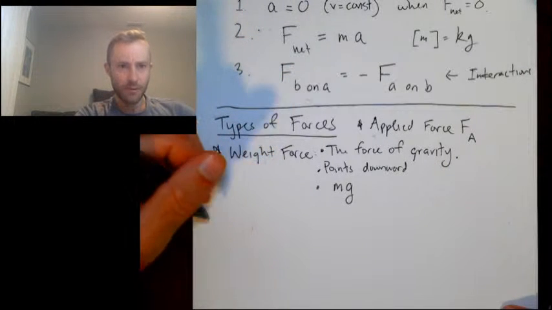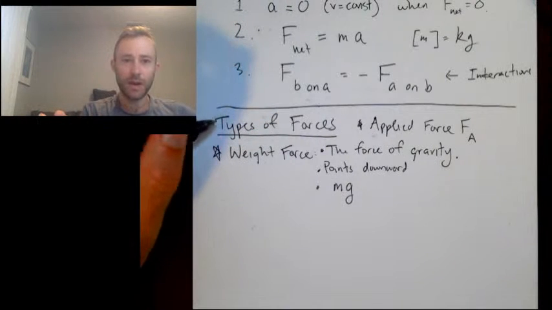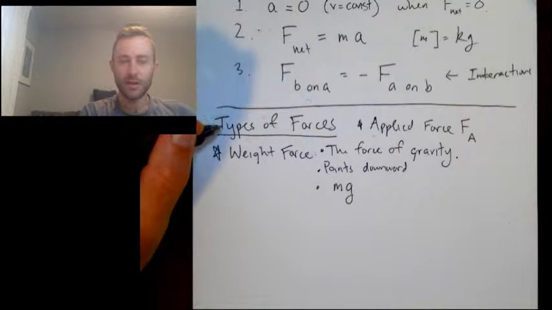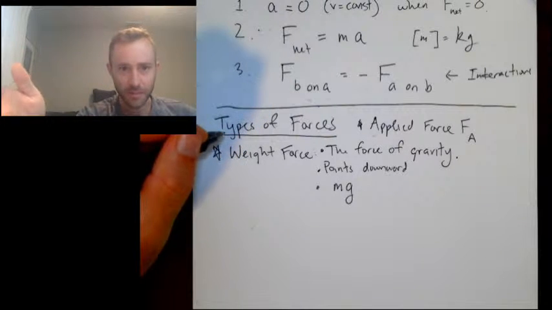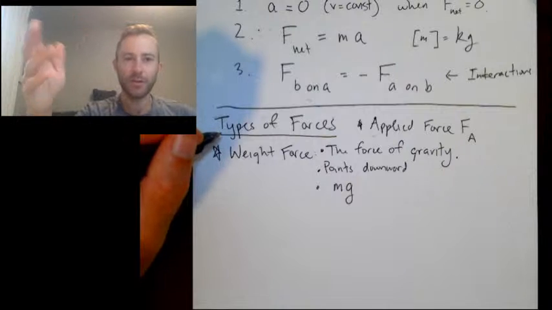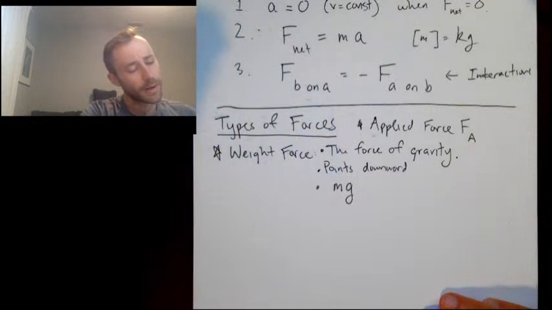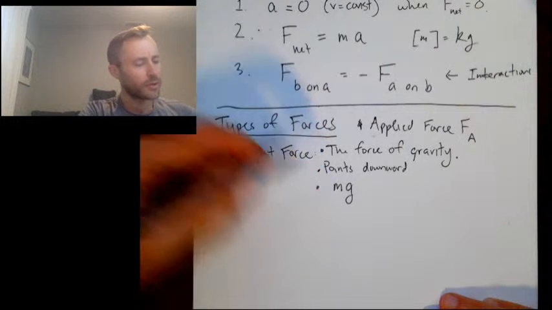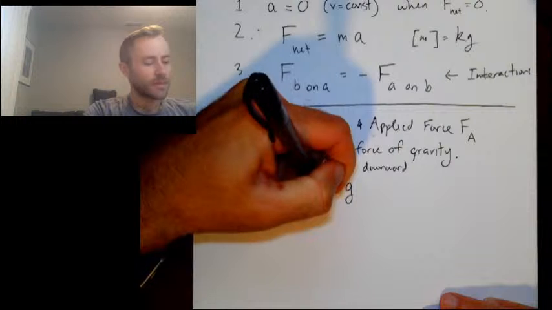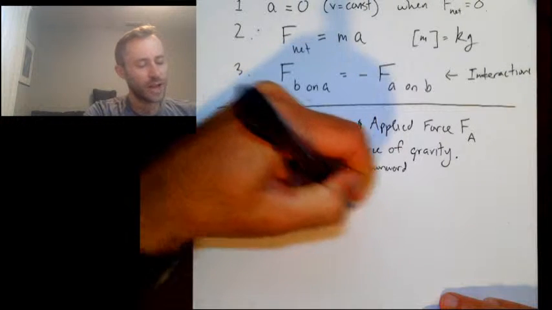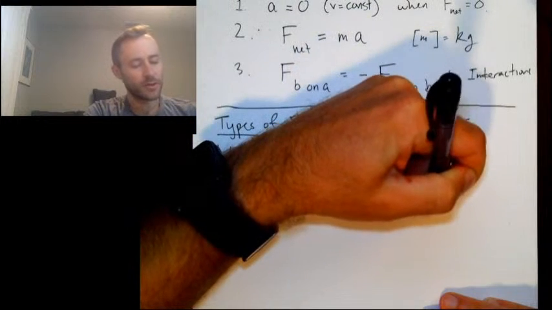So if you have, let's say, a mass of 55 kilograms, then your weight is going to be 55 kilograms times 10 meters per second squared, 550 newtons is your weight. One of the things about the weight force is that it can change from place to place.